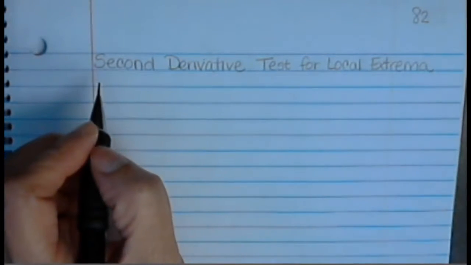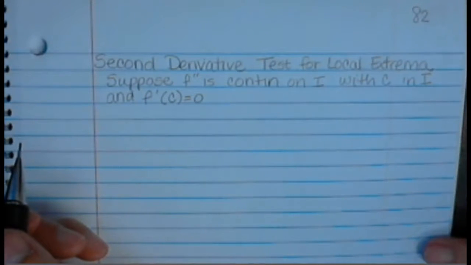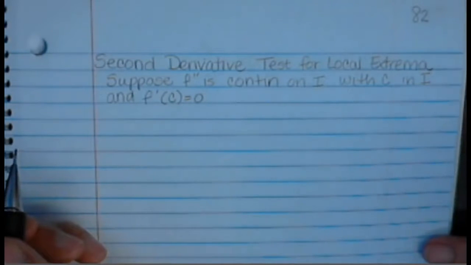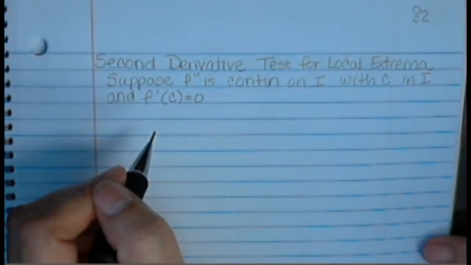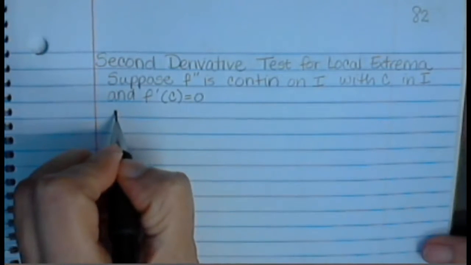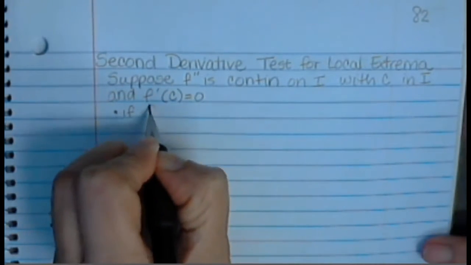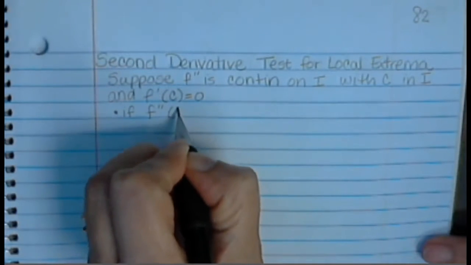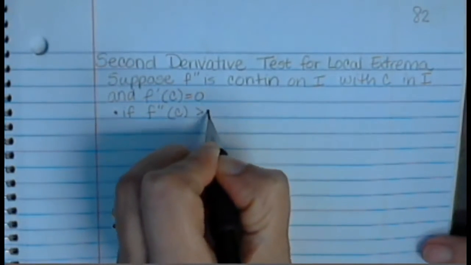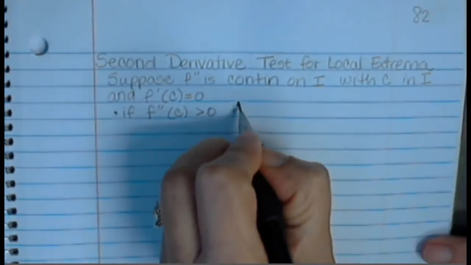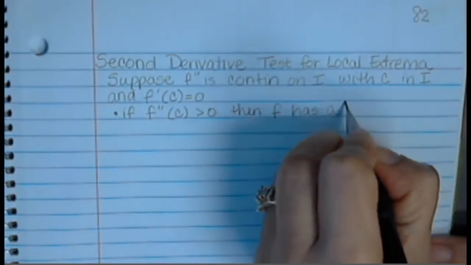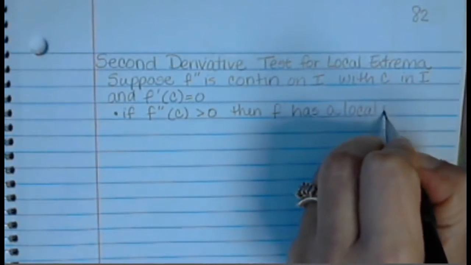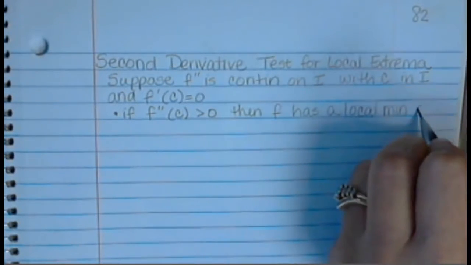test. And those are: suppose f double prime is continuous on the interval with c in that interval. And we also know that f prime at a particular c is equal to 0. What we know is that if f double prime at that same c is greater than 0 or positive, then we know that f has a local minimum at c.